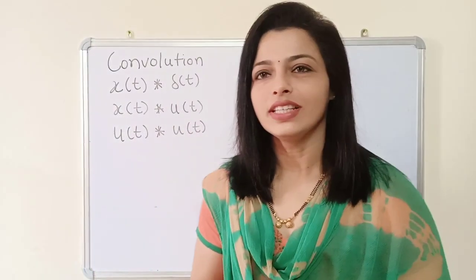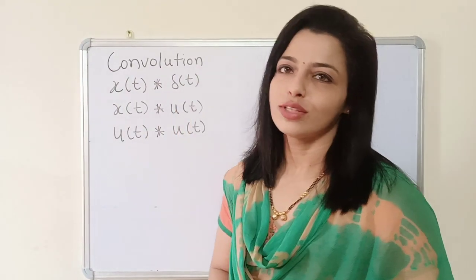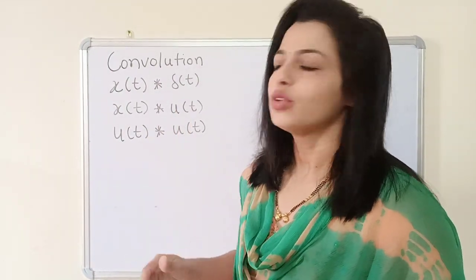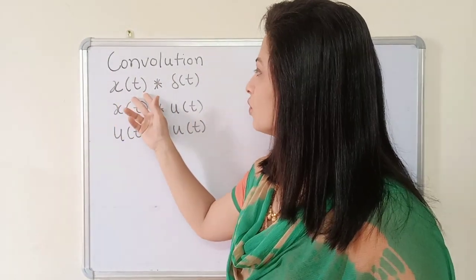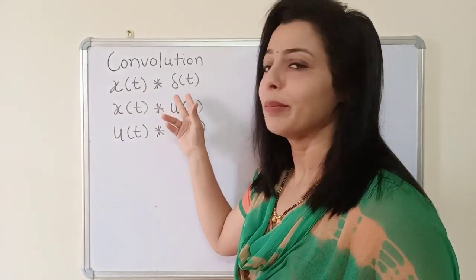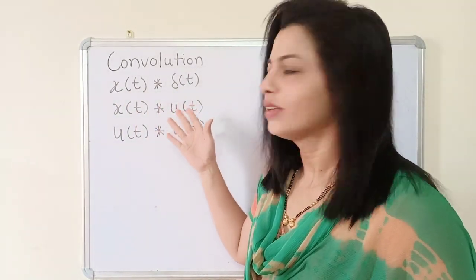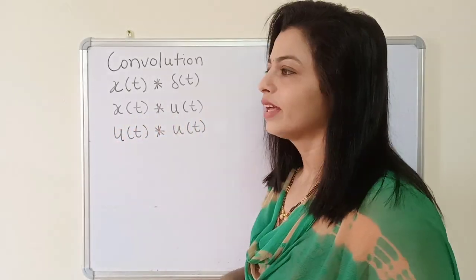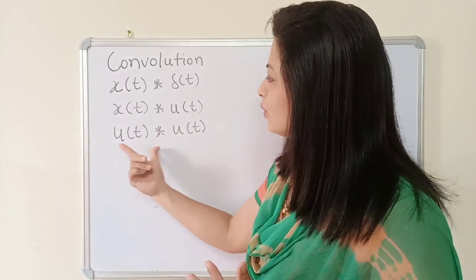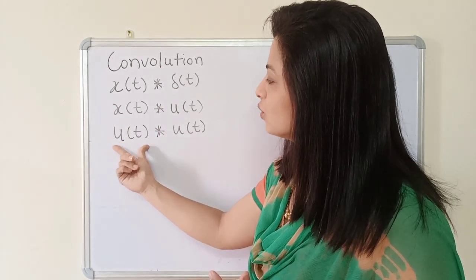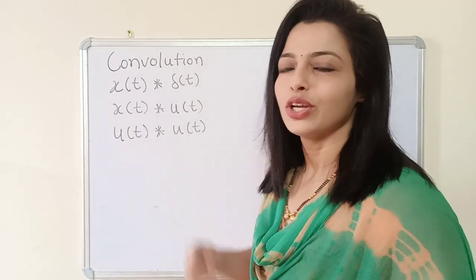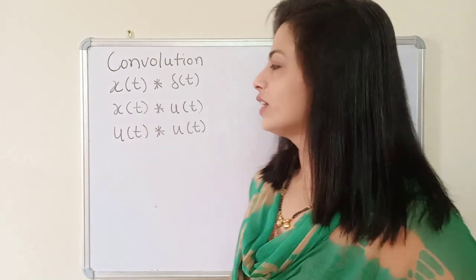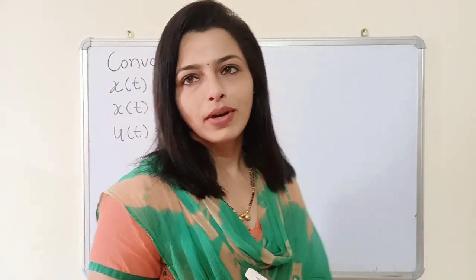Hello friends, welcome back. Today we are going to see convolution integral for some standard signals. We are going to see what happens when x of t is convolved with the standard signal called unit impulse signal. We are going to see what happens when it is convolved with u of t. And we are also going to see the convolution integral of u of t with itself. Okay, so we will start with the first one, convolution with impulse signal.